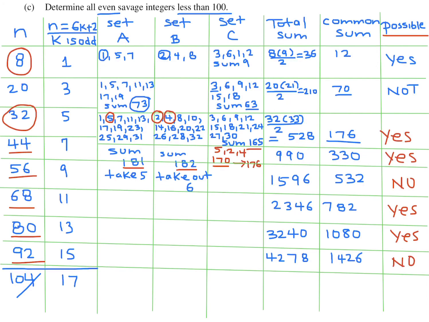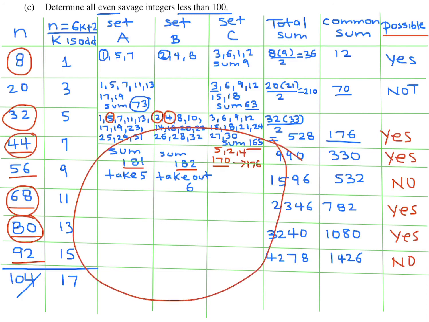So the only ones in this list that are savage are 8, 32, 44, 68, and 80. All right? So I'm confident that if you follow this system, you can fill out the rest of the table here, and you'll be able to get the same results that I have listed here. So that takes care of number 10.